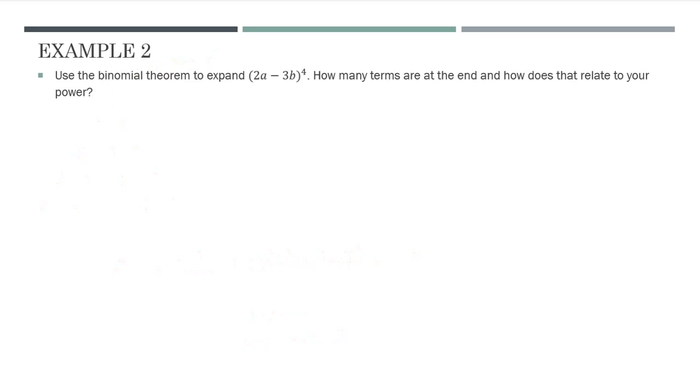Look at another example. So use the binomial theorem to expand 2a minus 3b all to the power of 4. How many terms are at the end and how does this relate to your power? I'm going to do this one a little bit differently. I'm going to use the combinations this time.